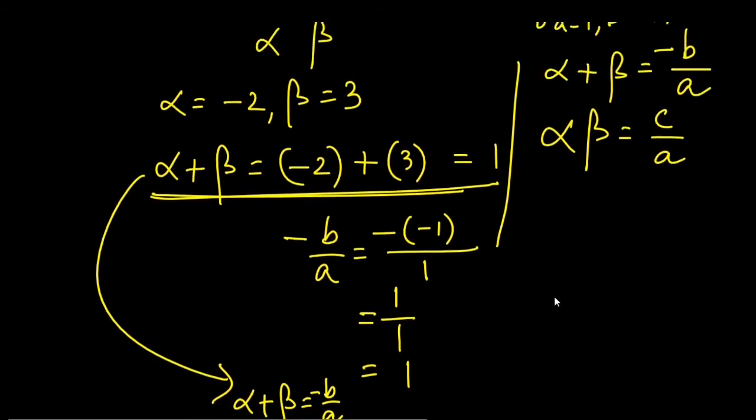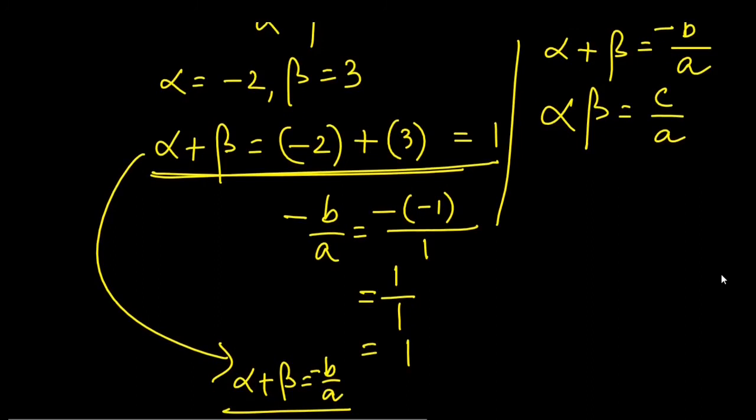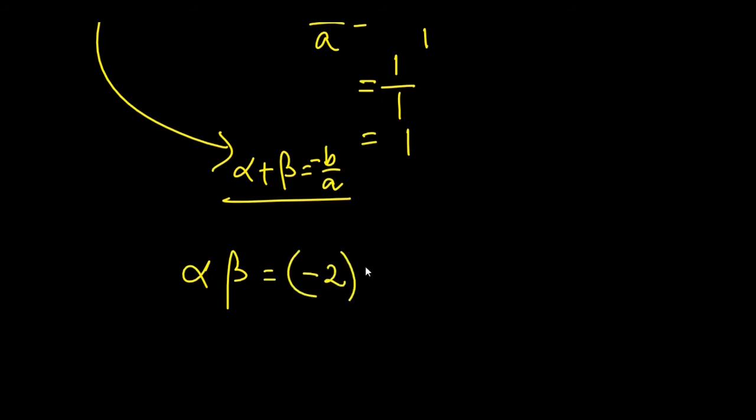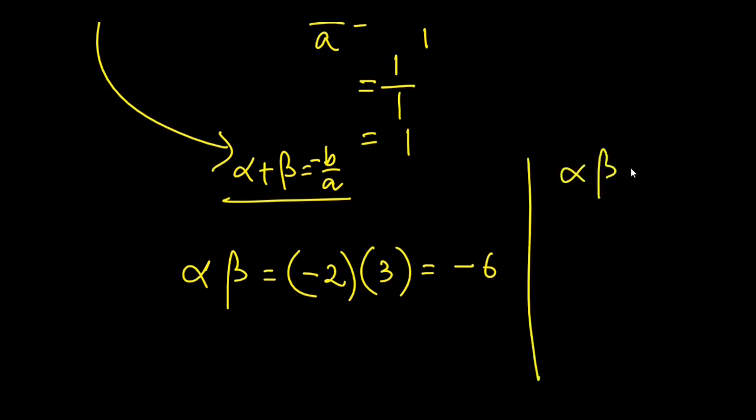Then another relation, alpha into beta, product of zeros. Alpha into beta is equal to minus 2 is one zero and the other zero is plus 3. Minus 2 into plus 3 is minus 6. What is the relation? We have got alpha into beta is equal to c by a.